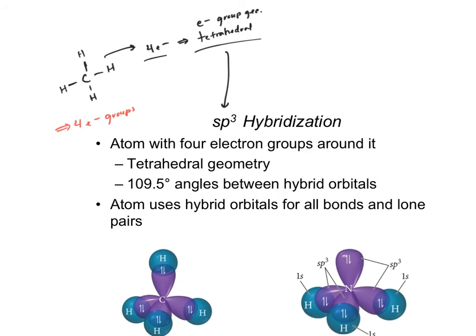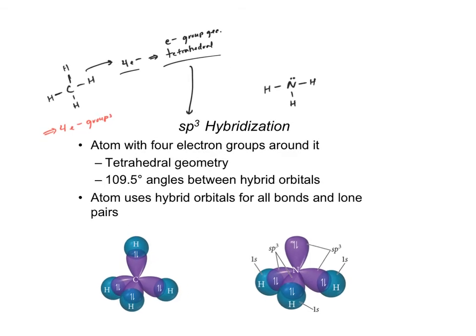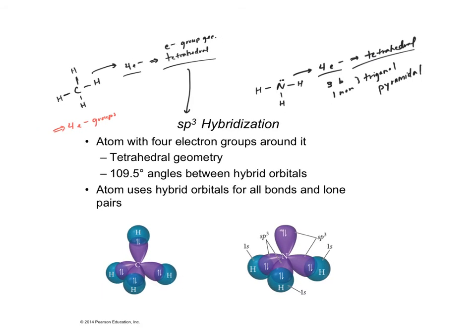So for example, ammonia is another good example. If we look at the Lewis structure for ammonia, the nitrogen, again, is a central atom. It's the one that we're talking about. This also has four electron groups, right? The four electron groups tells us that this derives from a tetrahedral electron group geometry. Three of them are bonding, one of them is non-bonding, right? And so that overall gives us a molecular geometry of trigonal pyramidal. But regardless, because this electron group geometry is tetrahedral, ammonia, the nitrogen, will also use sp3 hybrid orbitals.